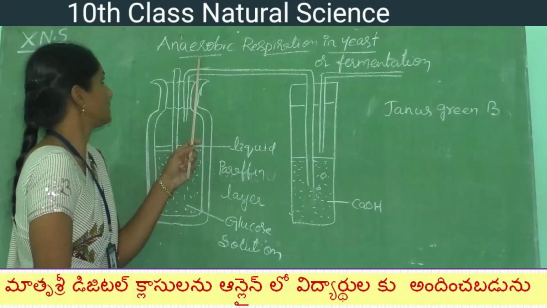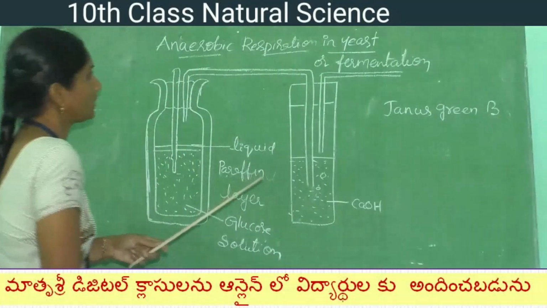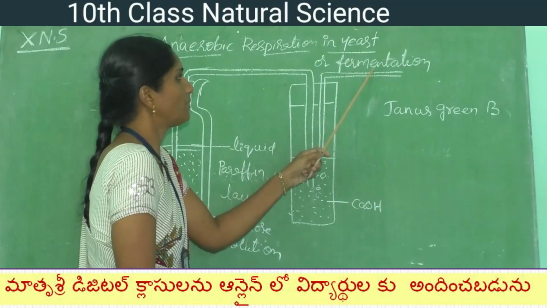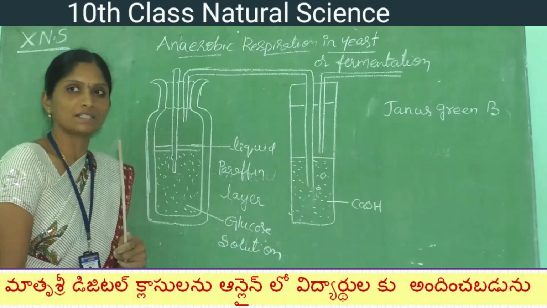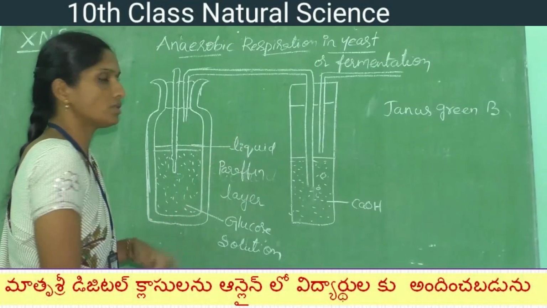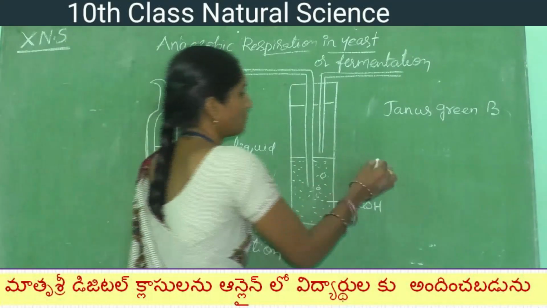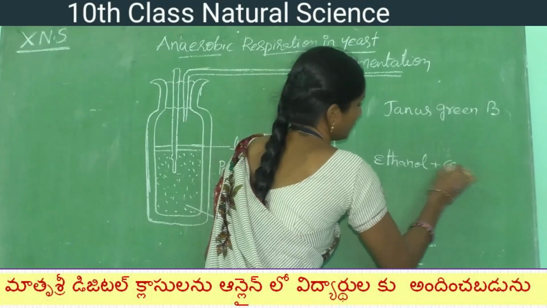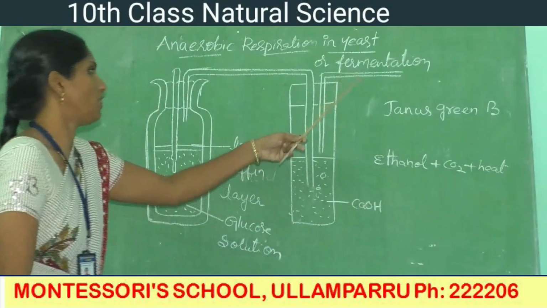Now, the next topic is anaerobic respiration in yeast. Anaerobic respiration in the organism yeast is the process of fermentation. We already learned this in the previous class. What is the meaning of fermentation? Fermentation means glucose is converted into ethanol and carbon dioxide plus heat in the process of anaerobic respiration or fermentation.